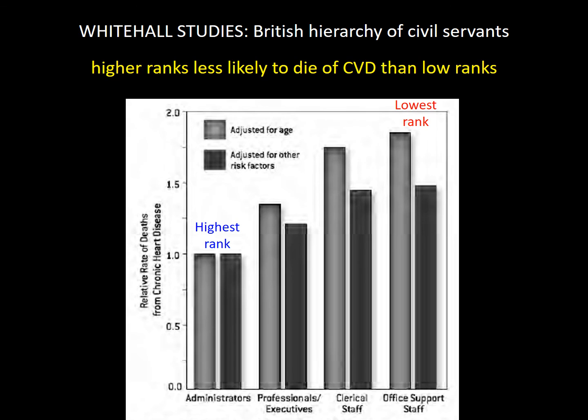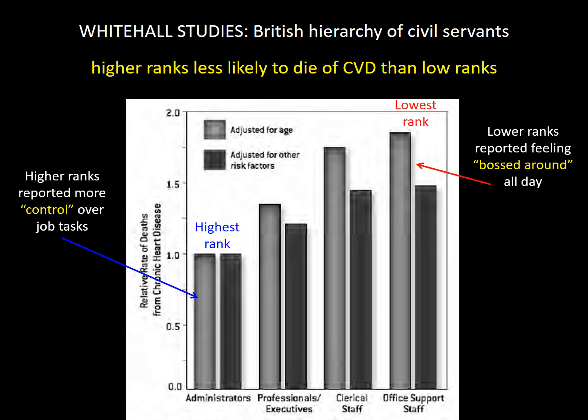The highest rank, called administrators, reported feeling more daily control over their job tasks. And down the ranks, towards the lowest rank, which the researchers called office support staff, these workers reported feeling bossed around all day, which doesn't feel any good. So that's considered psychologically stressful in the workplace. What the graph shows is that with decreasing rank in this British hierarchy of civil servants, there was an increasing risk of dying from chronic heart disease.